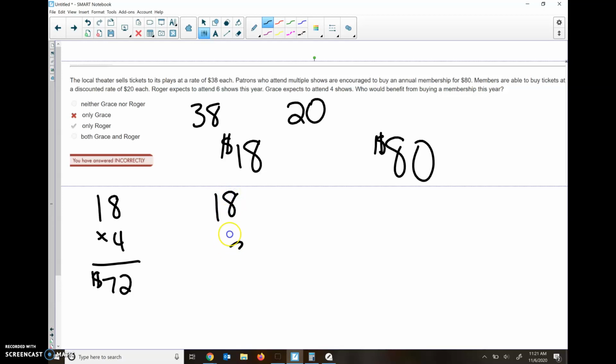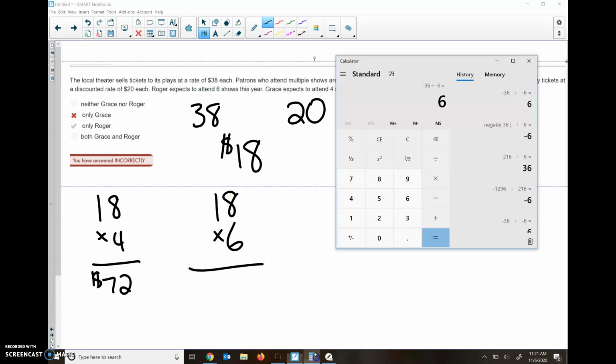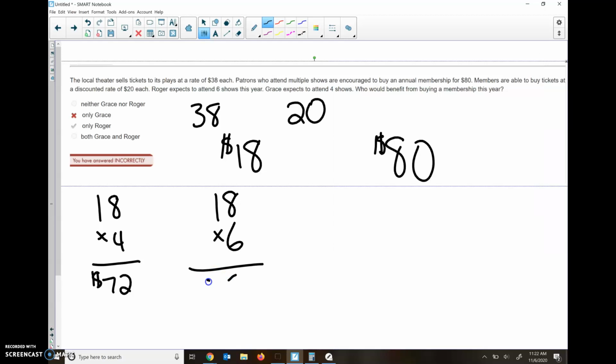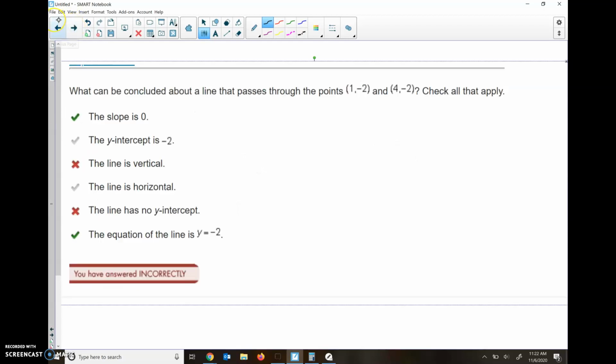Roger, on the other hand, is going to 6 shows, so he's going to save $18 times 6. So $108. So it saves him some money if he ends up buying that pass, because he's going to end up saving money overall, because 108 is bigger than 80, but 72 is not. So only Roger should buy the pass. Otherwise, Grace is going to be losing some money.